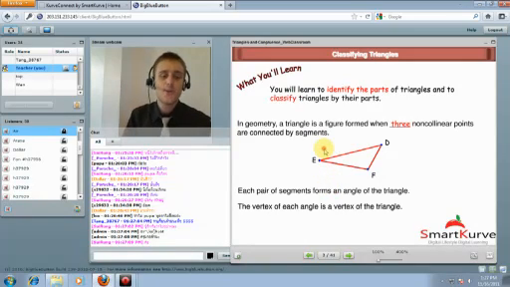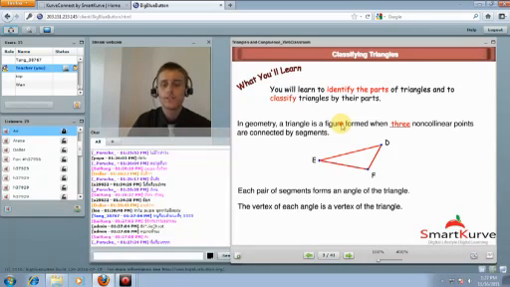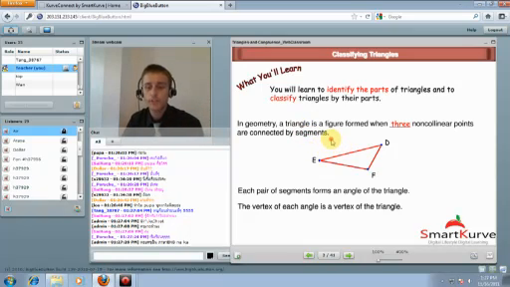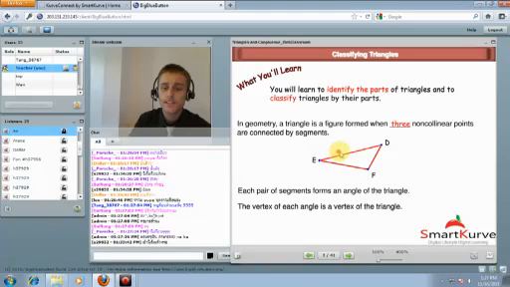Okay, today we are looking at congruent triangles. You will learn to identify the parts of triangles and to classify triangles by their parts. In geometry, a triangle is formed when three non-collinear points are connected by segments. So this picture that you have that I'm pointing at is a triangle. Each of these segments are connected at these points, E, D, and F. Together they form a triangle.